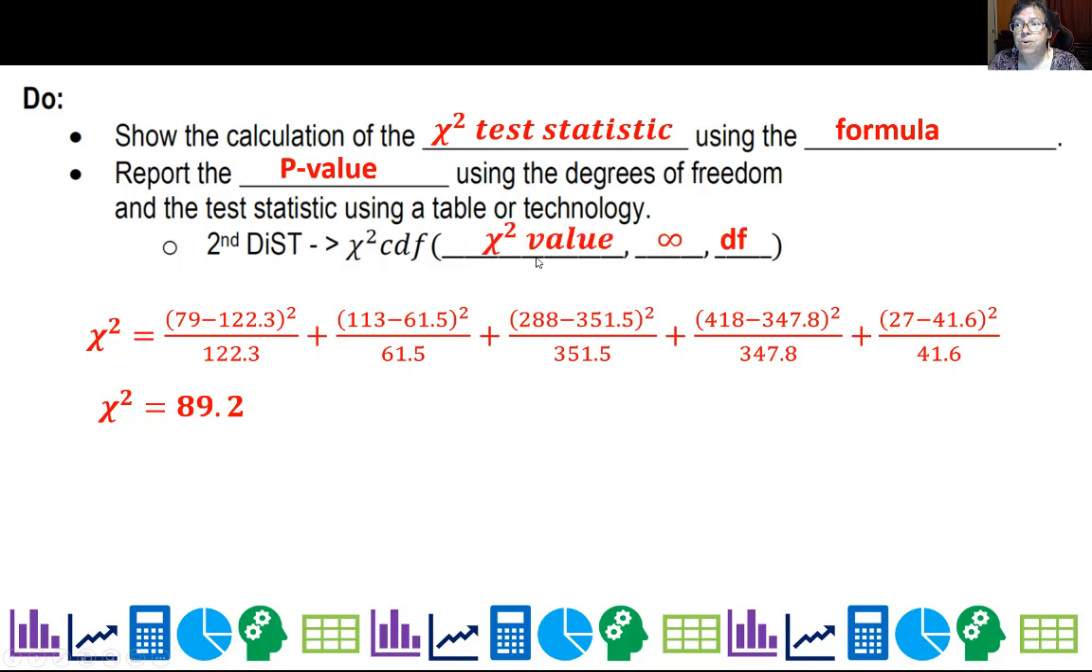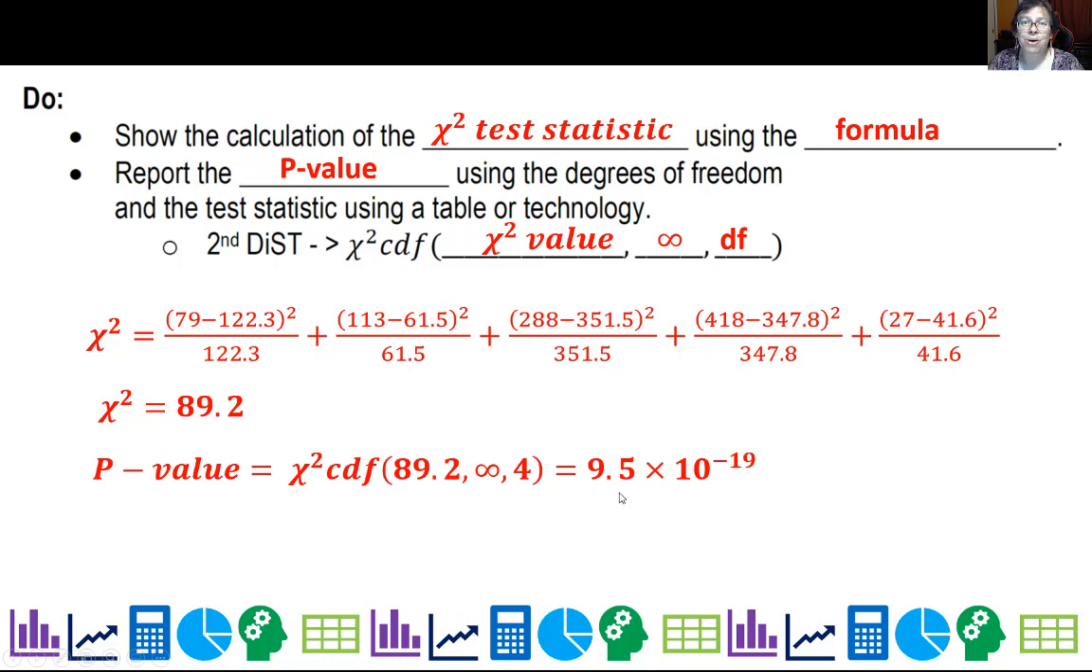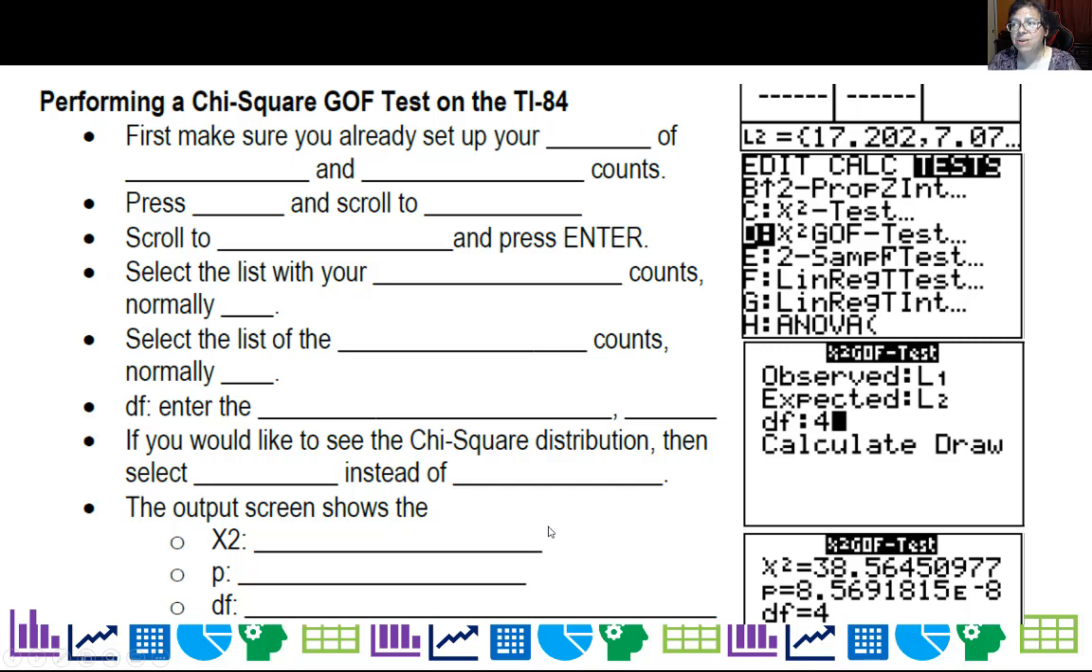It's going to prompt you for a lower value, which is our test statistic, and a higher value, which is infinity. Now you can go 1E99, or you can just use a really large number. That's fine. And then the degrees of freedom. In this case, our degrees of freedom was 4 because we have 5 categories. And believe it or not, our number is incredibly small. It is effectively 0.